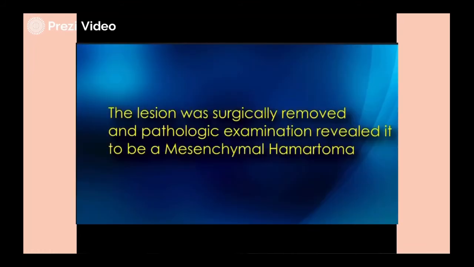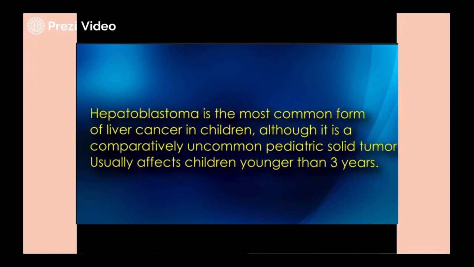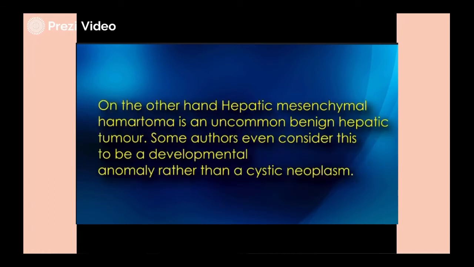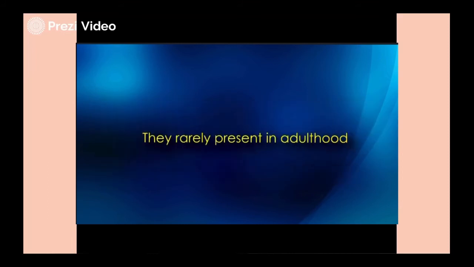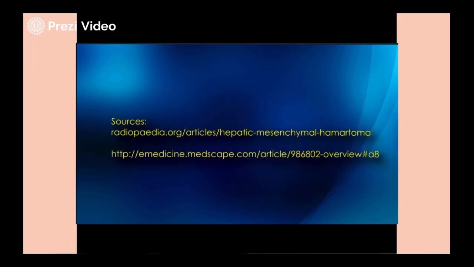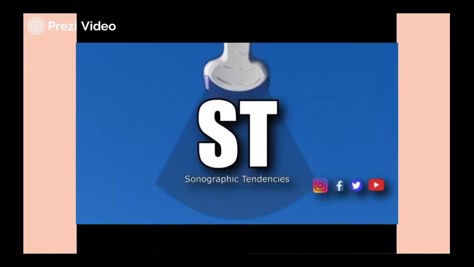It was actually a mesenchymal hamartoma, which is good news because the mesenchymal hamartoma is benign and a hepatoblastoma is a malignant tumor. Again, in pediatrics, hepatoblastoma is the most common form of liver cancer. Overall, as childhood cancers go, it is not common and it is seen usually before 3 years of age. Mesenchymal hamartomas are also uncommon. And like I said, they are benign lesions, and they are rarely seen in adulthood. And that's mesenchymal hamartoma.